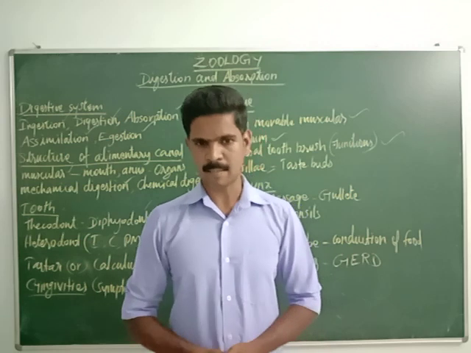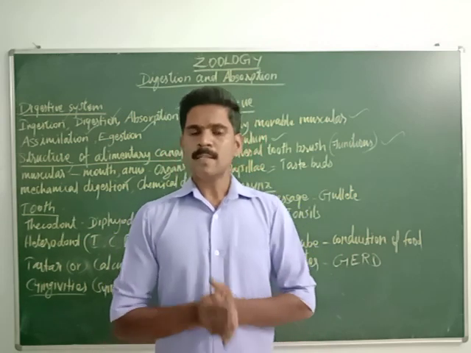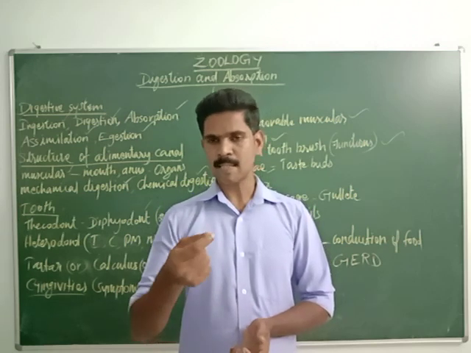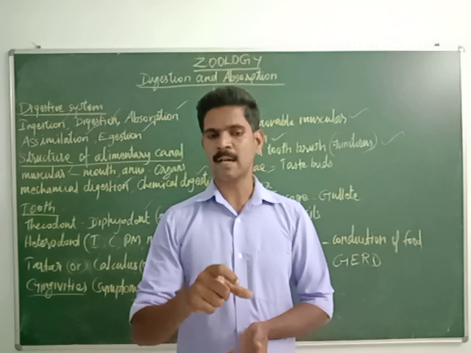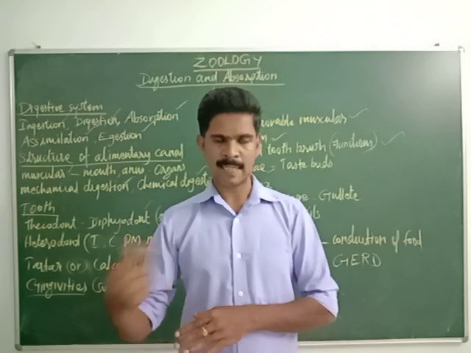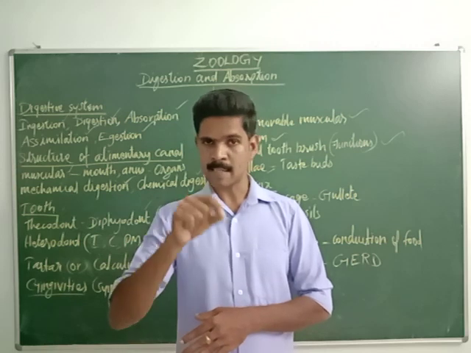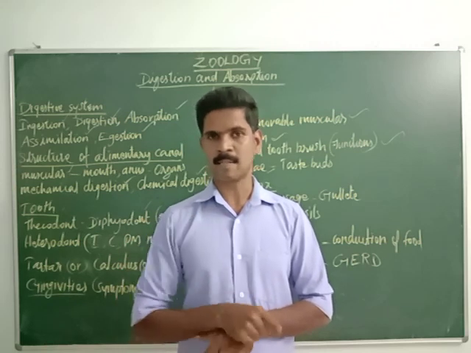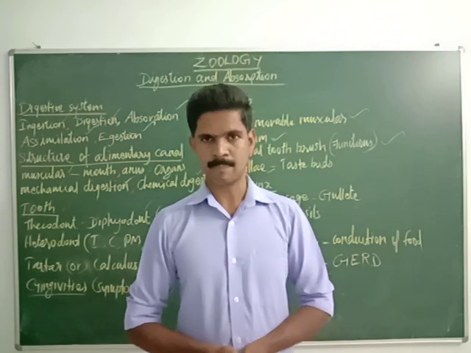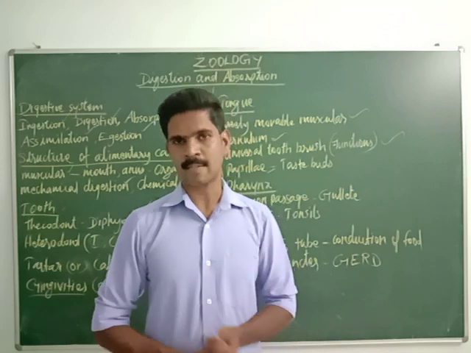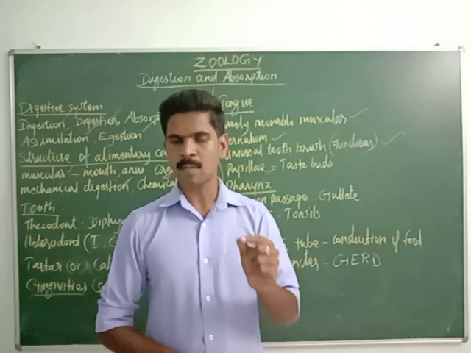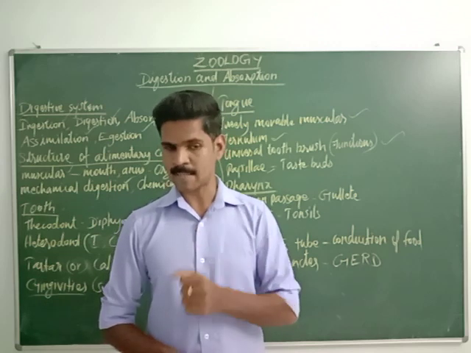Then the next point. This pharynx is opened with the trachea and esophagus. Here the esophagus is the next organ of the digestive system, and the trachea is the first organ of our respiratory system. So these two organs are opening in this pharynx region. So the next point is the esophagus and the trachea both are opening in the pharynx region.